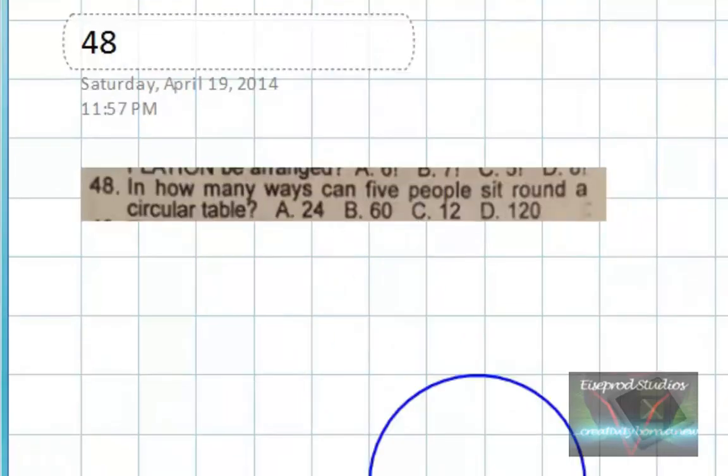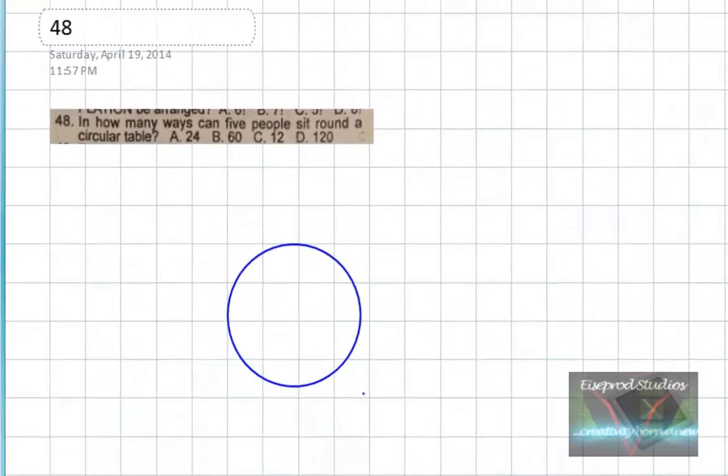Question 48 asks, in how many ways can 5 people sit around a circular table? So I've drawn a picture of a circle, and let's say we had 5 people, X, Y, Z, A, and B, and these letters represent the 5 people. You can choose to fit the first person, let's say A, anywhere. But once you put that first person down, you put a limit on where B can be, X, and Y, and Z.